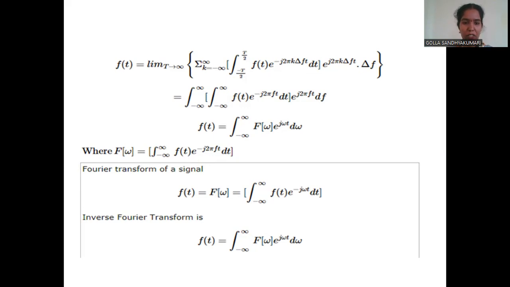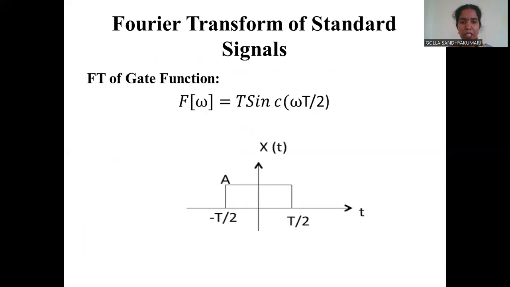So the Fourier transform of a signal is represented with the parameter F of omega, and the inverse Fourier transform of a signal is represented with the parameter f of t. So f of t equals integration from minus infinity to infinity F of omega into e power j omega t d omega. So here are some examples of the Fourier transform of standard signals.